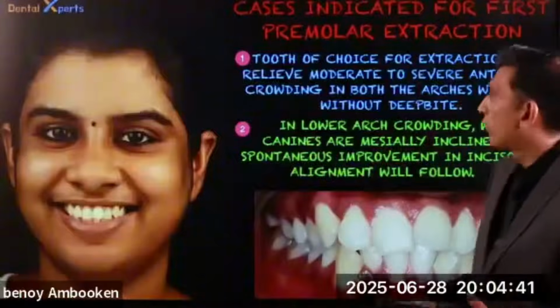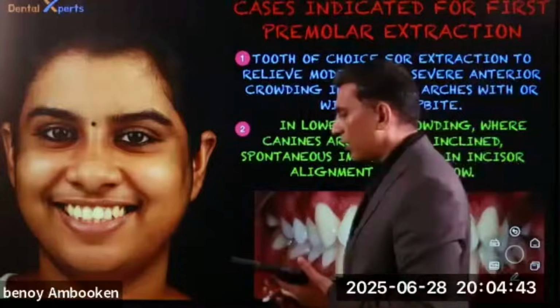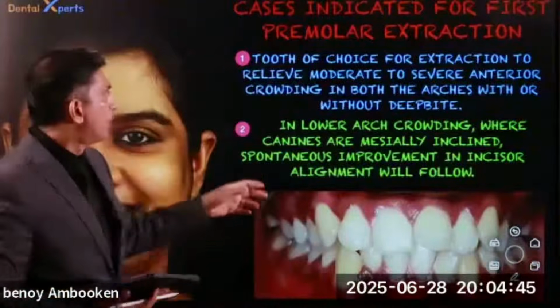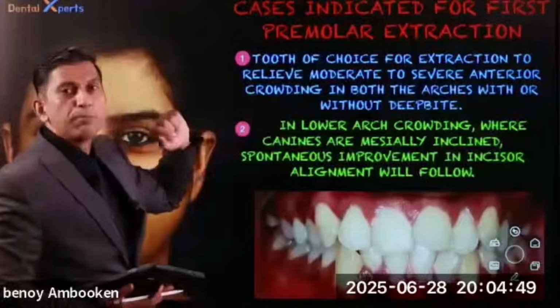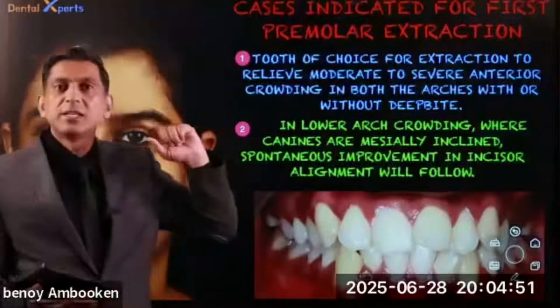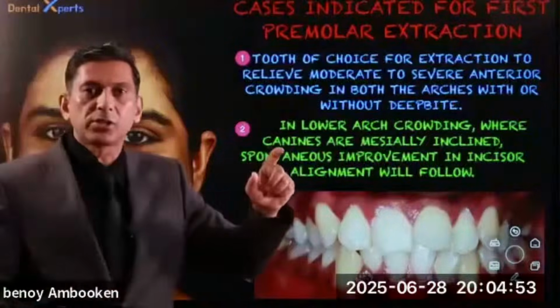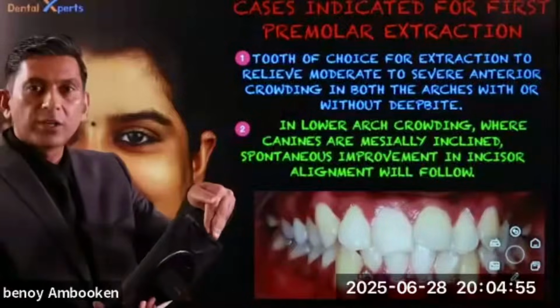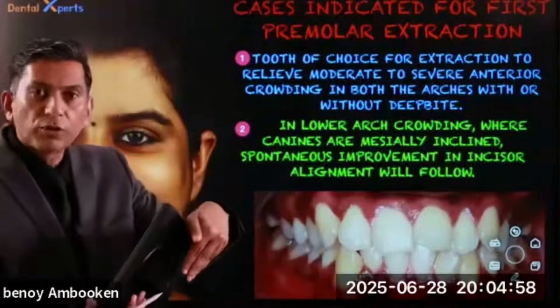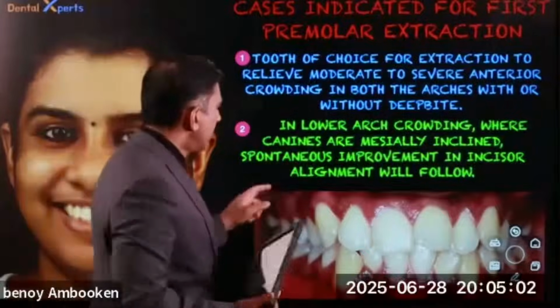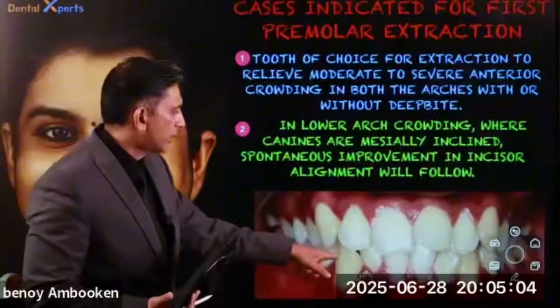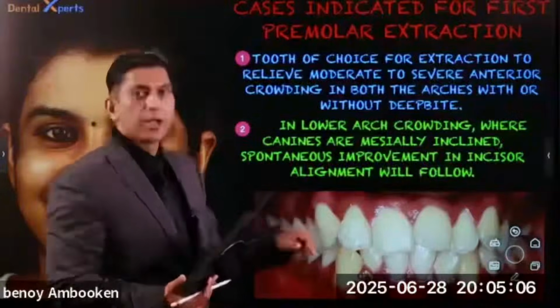The cases indicated for first premolar extraction: if you look into it, you can know. When you have moderate to severe crowding with or without deep bite, that is the first case indicated for first premolar extraction. Second is whenever you have your canine overlapping your lateral incisor.